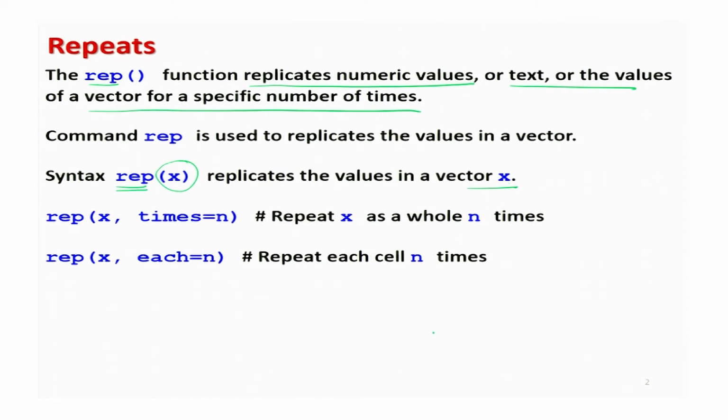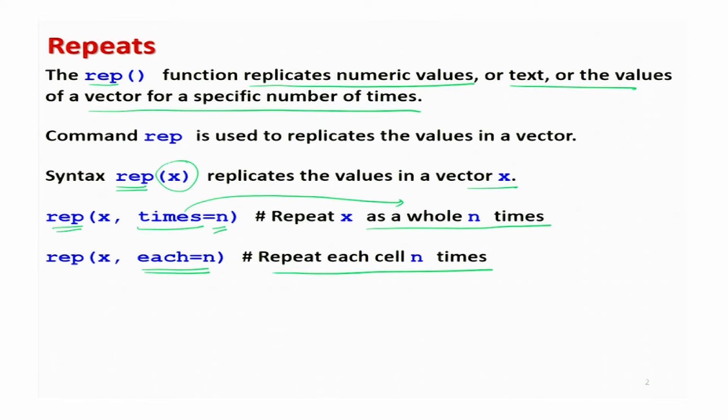Now you have two options: whether you want to repeat the entire sequence or you want to repeat the values in the sequence. Based on that, we have two options with the rep command. You can use times equal to n, or each equal to n. If you use times, it is going to repeat the whole data vector n times, and if you use each equal to n, it will repeat each cell n times.